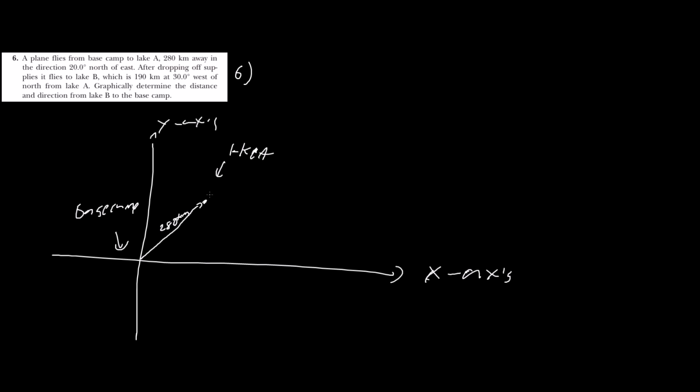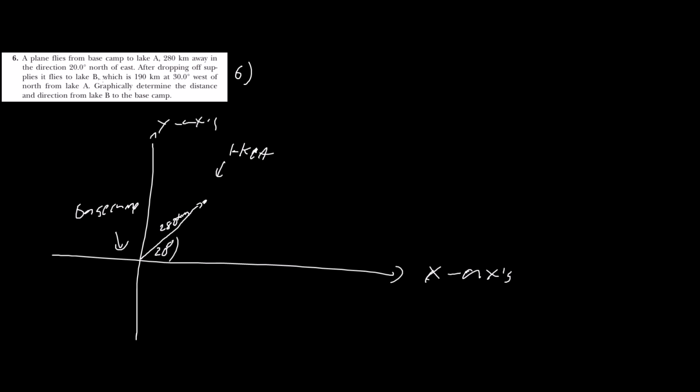After the plane drops the supplies, it flies to Lake B, which is 30 degrees west of north. And I think I messed up. I think this was 20 degrees. I just got that mixed up. I'm not really that embarrassed though, because it is confusing. Anyway, this is 20 degrees north of east. It's not here, it's actually right there.